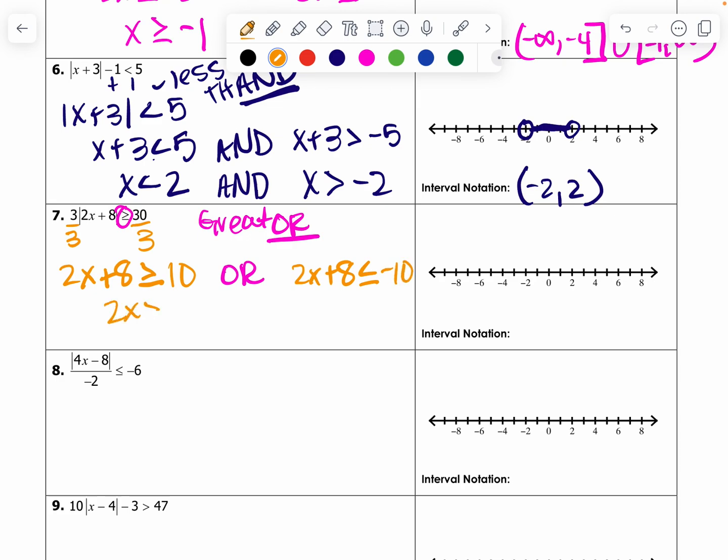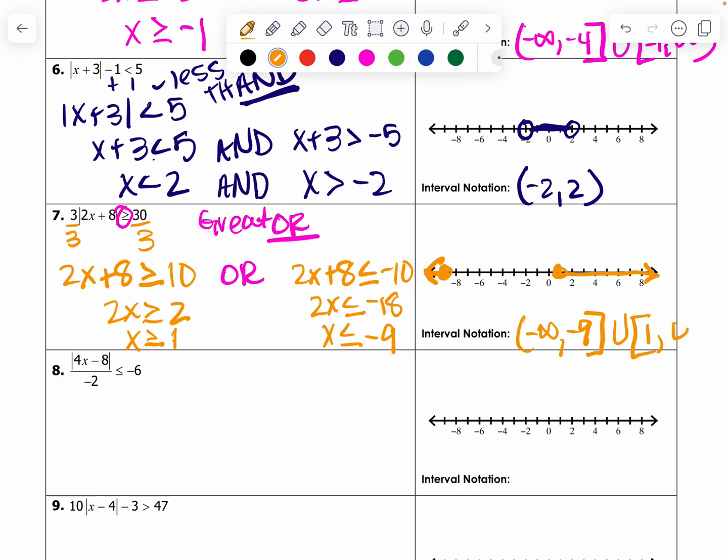So 2x is greater than or equal to 2. X is greater than or equal to 1. 2x is less than or equal to negative 18. X is less than or equal to negative 9. So negative 9 less than or equal to, 1 greater than or equal to. And again, we're going to get negative infinity to negative 9 bracket and 1 bracket to infinity.